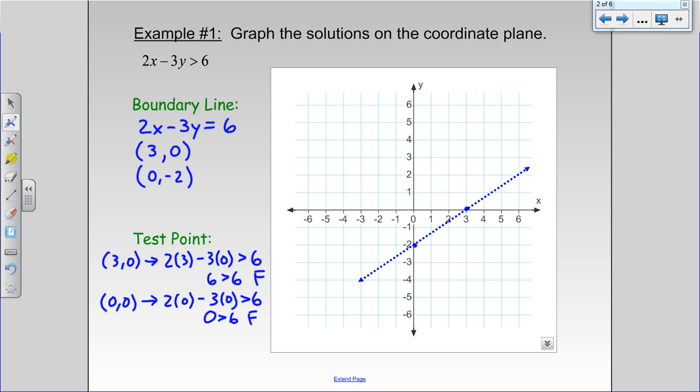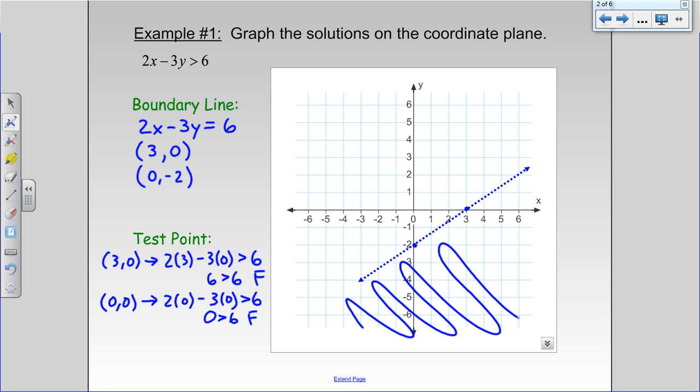Since this point is not a solution, all of the points on that side of the boundary line are not solutions to the inequality, which means that we can shade the points below the boundary line, knowing that all the points in that half of the coordinate plane are solutions to the inequality.